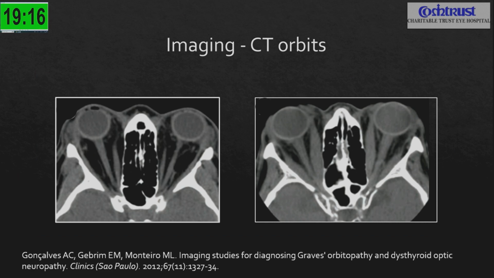So initially the imaging used to be ultrasound of the orbits, but since it gave lesser details, now we have shifted to CT orbits as well as MRI. In CT orbits, you can classically see that there is an enlargement of the fat volume behind the orbit, and similarly the classical enlargement of the extraocular muscles sparing the tendon.